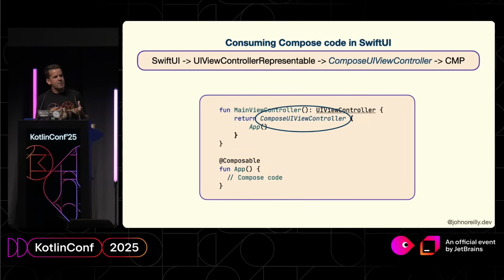And that in turn is using CMP's ComposeUIViewController to wrap Compose code and return a UIViewController to the invoking SwiftUI code. And this approach is the basis for most scenarios where we want to consume shared Compose code in SwiftUI.